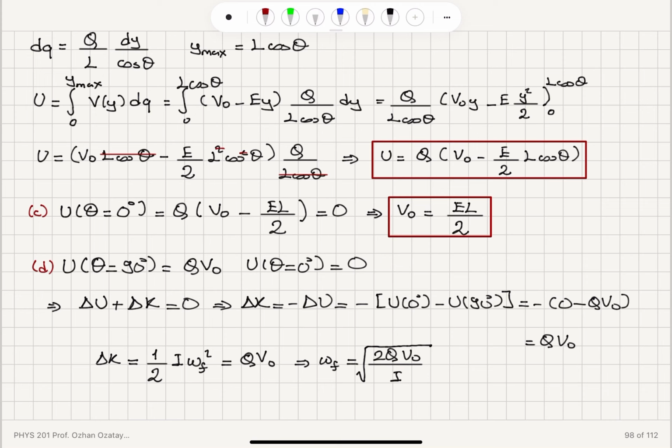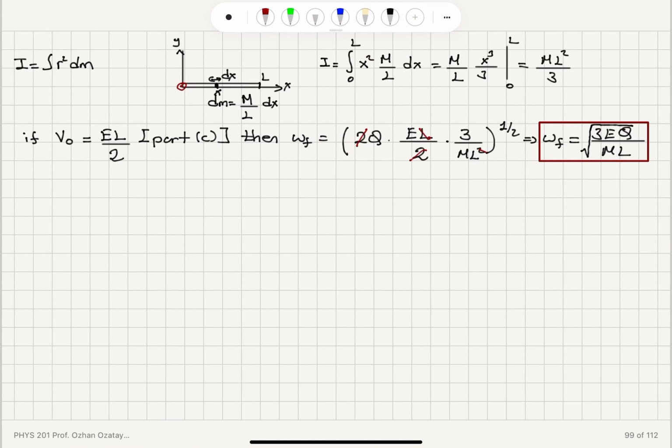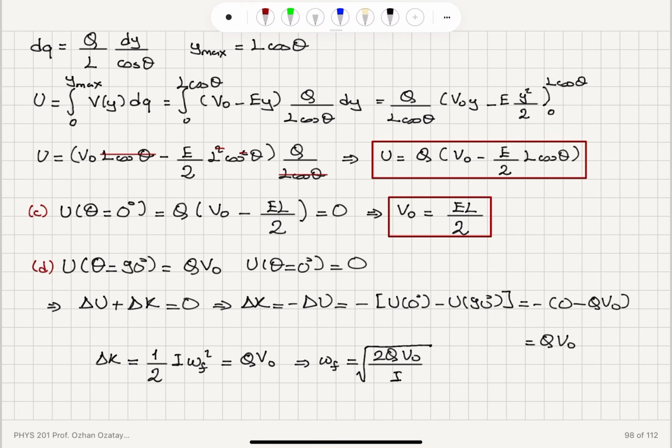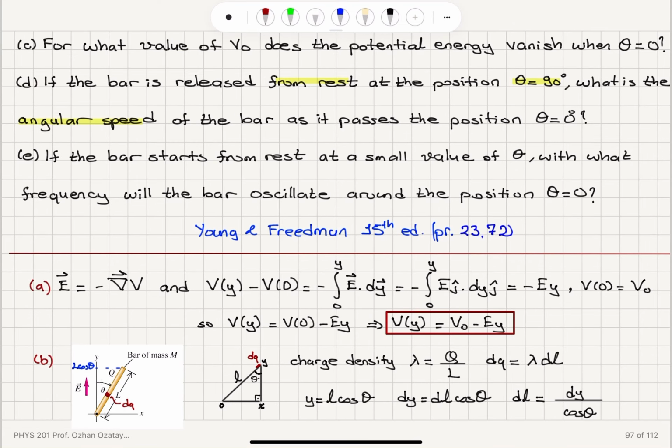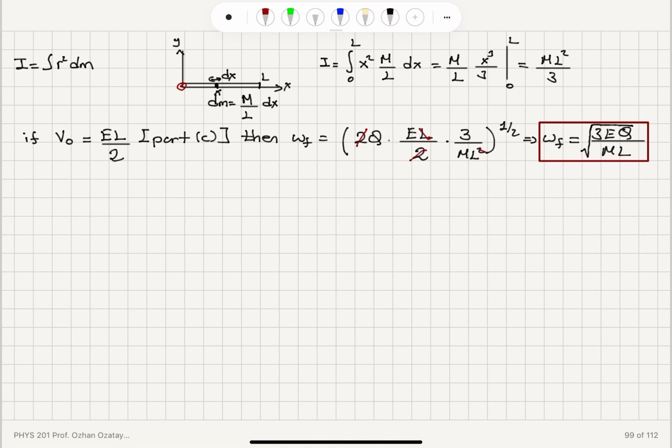For V0, we substitute EL over 2. For I, the moment of inertia, we can find using the integral R squared dm to be capital ML squared over 3. We substitute this, and we obtain the final angular speed as it passes the position theta equal to 0. So that's basically going to be its final angular speed as it passes theta equal to 0.